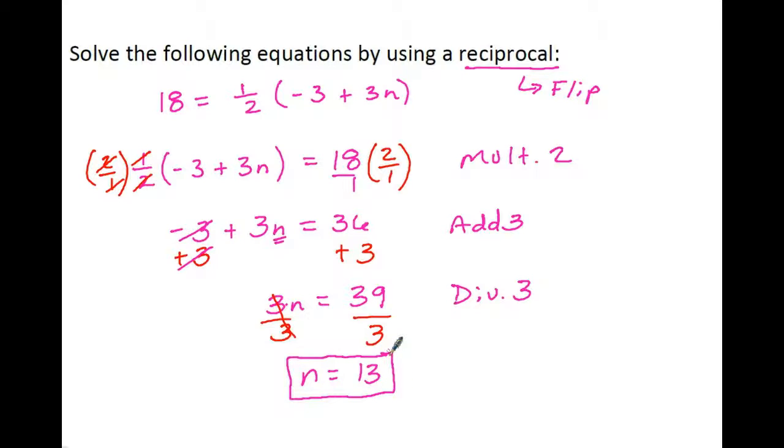Don't forget, anytime you answer an equation, plug it back in, verify that it's the right answer, and then you can move on.